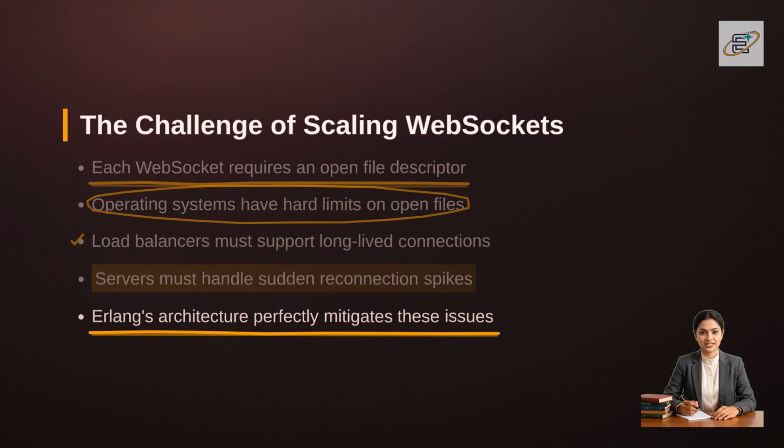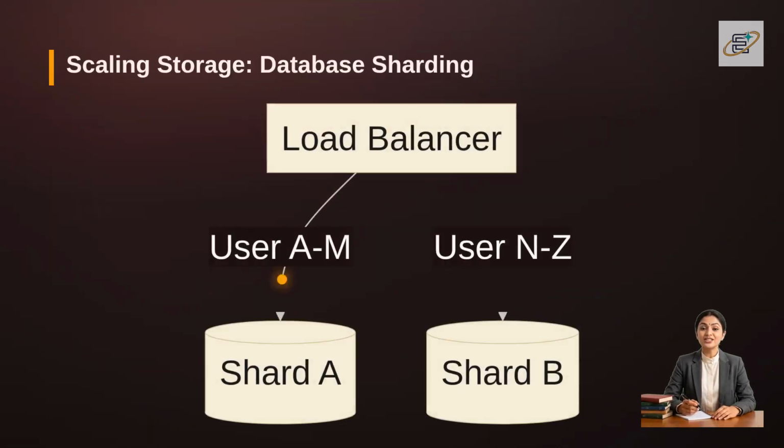Now that we understand how messages are transmitted, we have to talk about storage. How do you store billions of messages without crashing? The answer is database sharding. Imagine a massive load balancer at the front of your data center. When a message arrives, this system doesn't just dump it into one giant database. That would create a massive bottleneck.